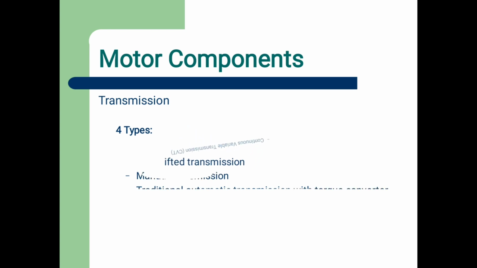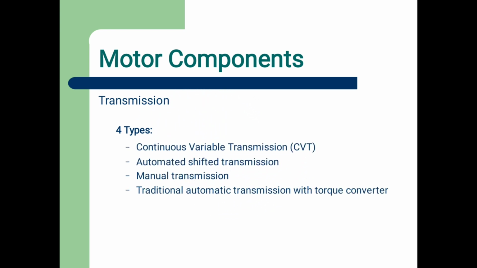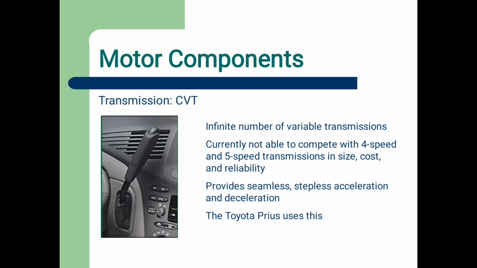Transmissions are of four types. The first is the continuously variable transmission, then the automated shifted transmission. The third is the manual transmission, and the last is the traditional automatic transmission with torque converter. The first is an infinite number of variable transmission ratios. Currently it is not able to match the 4-speed and 5-speed transmissions in size, cost and reliability. It provides seamless, stepless acceleration and deceleration.